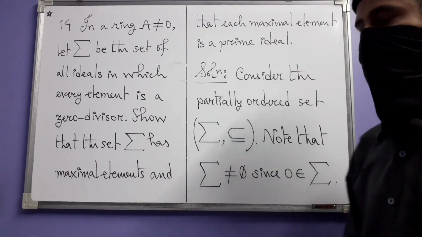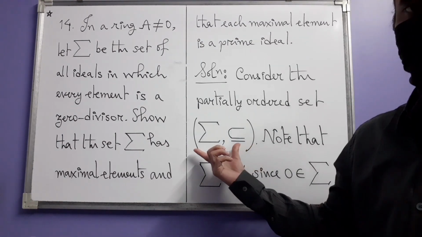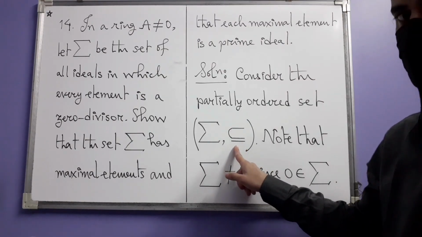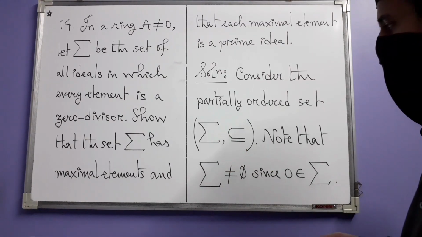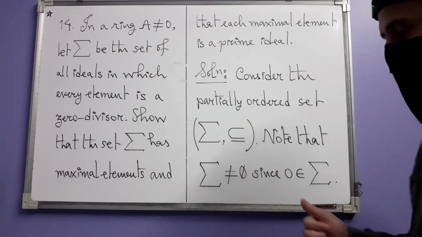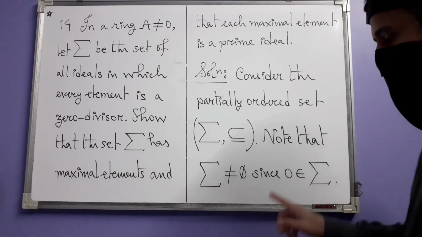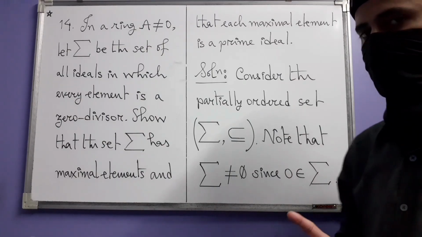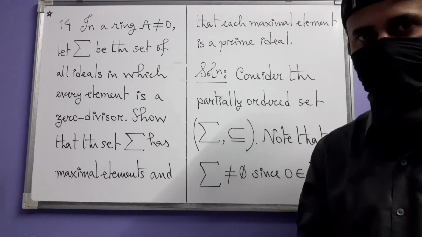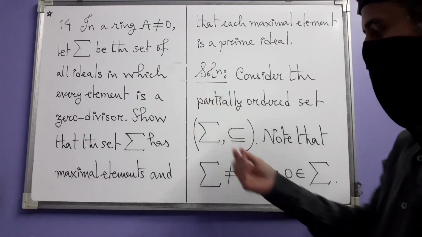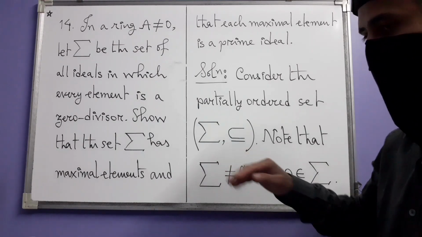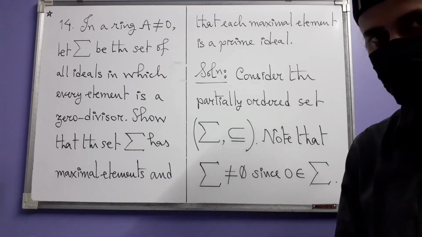We start the solution by considering this partially ordered set sigma, ordered with ordinary set inclusion, that is subset relation. And the first thing we note is that sigma is non-empty because 0 belongs to sigma. What is this 0? Actually this 0 is the 0 ideal, where the only element is 0, which is a 0 divisor. So by the definition of sigma, this really belongs to sigma. So that means we are looking at a non-empty partially ordered set.